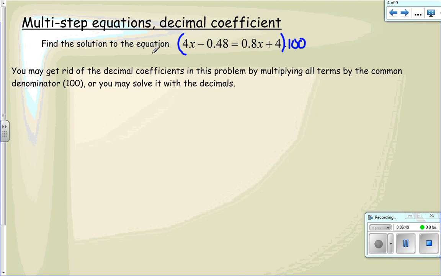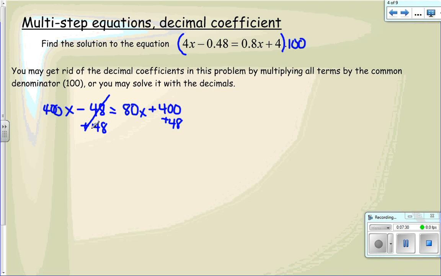So now I have 4 times 100. So I'm going to do the math over here. So 4 times 100 is 400x minus, and if I do 0.48 times 100, I get 48, equals 0.8 times 100 equals 80x, plus, and then 4 times 100 again is 400. So now I have a two-step equation. So the first thing I'm going to do on this one is I'm going to go ahead and take this negative or minus 48 and get rid of it by adding 48 to both sides.